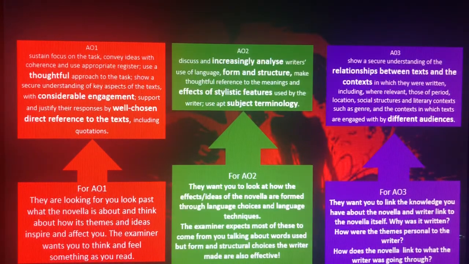And lastly, AO3. They want you to link the knowledge you have about the novella and the writer to the novella itself. Why was it written? How are the themes personal to the writer? How does the novella link to what the writer was going through as he wrote the story? All of these are really good things to comment on in the test.